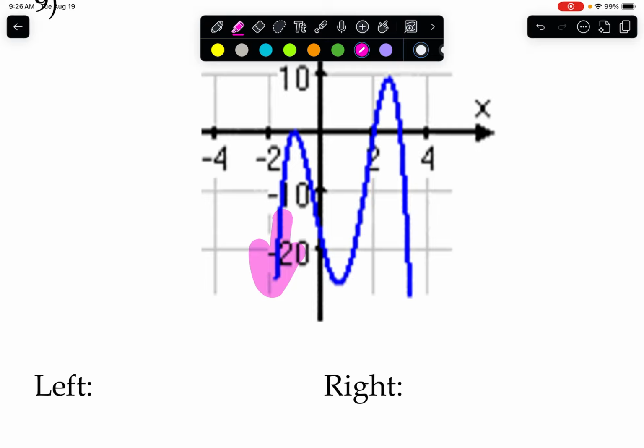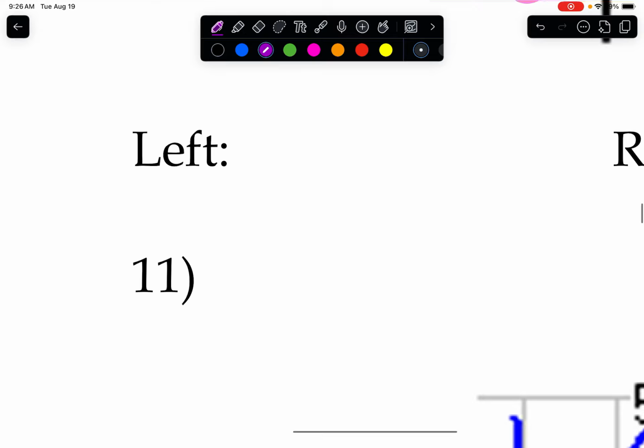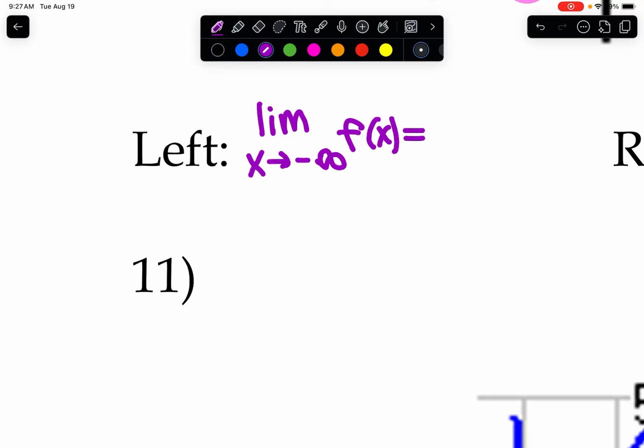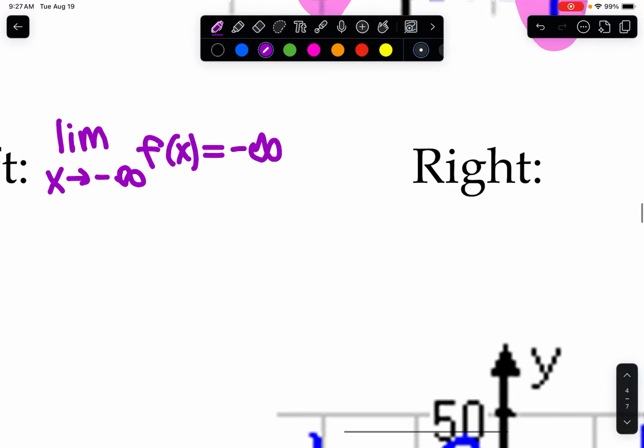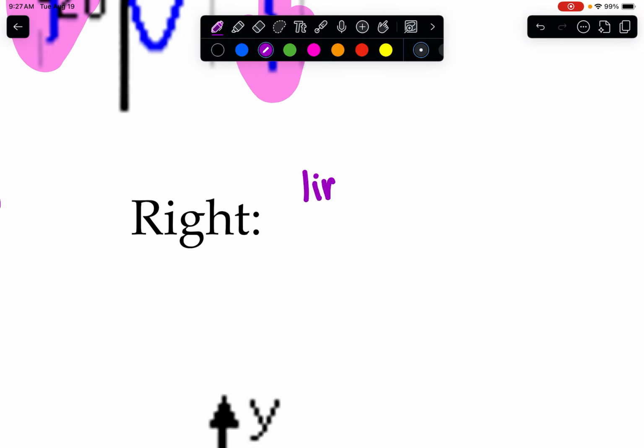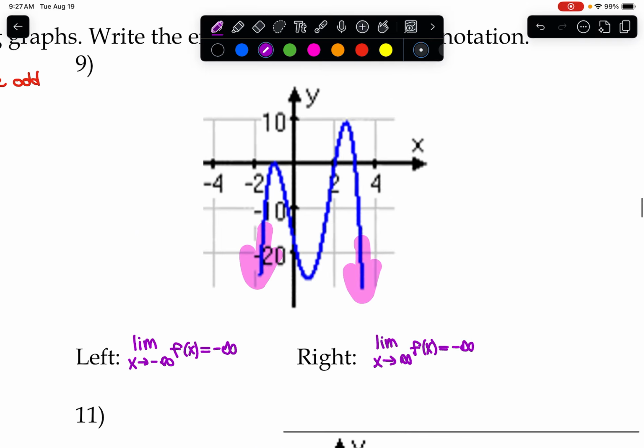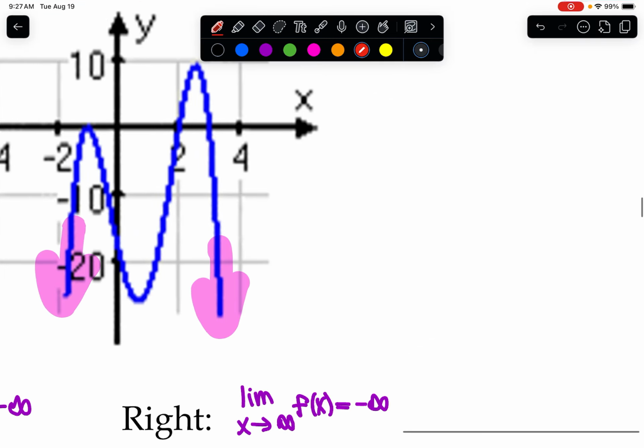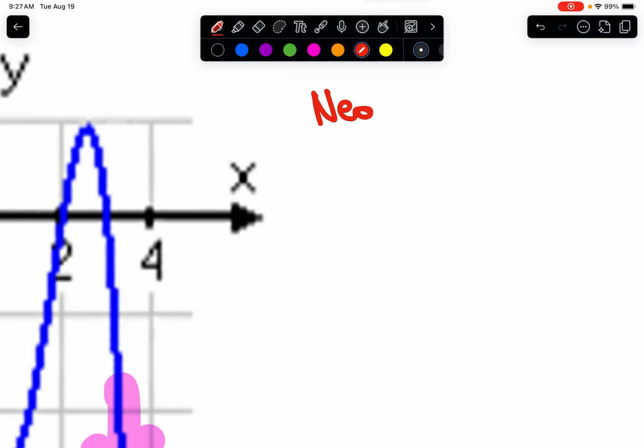So we're going down and down. So if I look at this one, my left end behavior, the limit as x is approaching negative infinity of f of x is going to be negative infinity since we're going down. And then the right end behavior, the limit as x is approaching positive infinity of f of x will be going towards negative infinity, once again, since we're going down. And then when you're going down and down on both sides, we refer to this as a negative even.